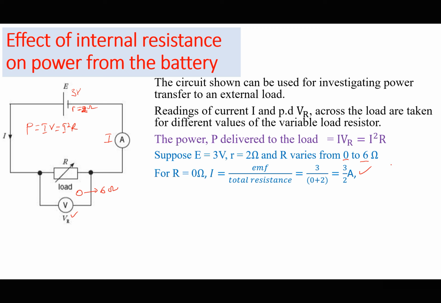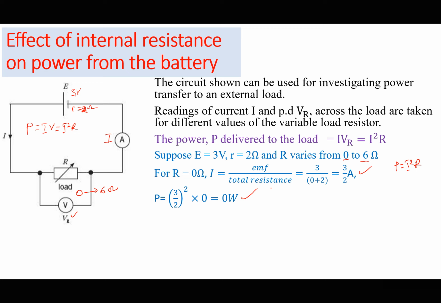What is the power delivered in this case? Remember, power is equal to I squared times R, or power is equal to I times VR. But I'll use this because I have I and I have the resistance. I'm going to use power equals I squared times R, where I is now 3 over 2, but R was 0. So the power delivered is going to be equal to 0. So when the load resistance is 0, the power delivered is 0.